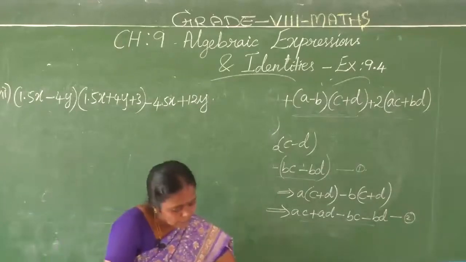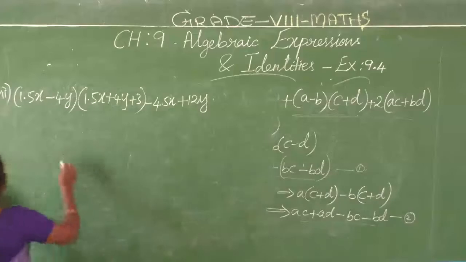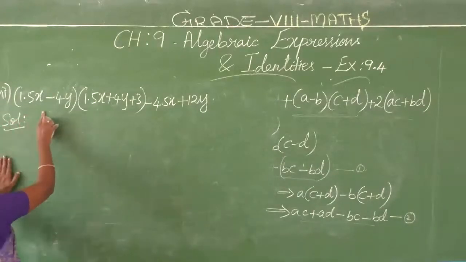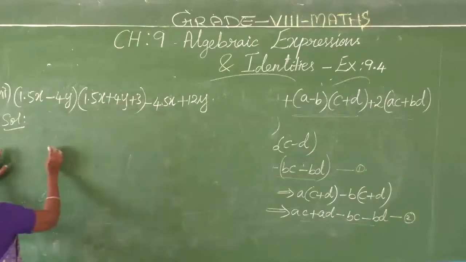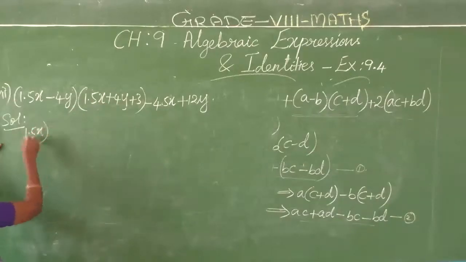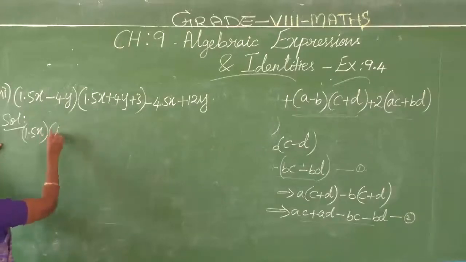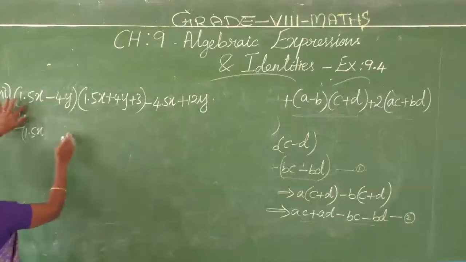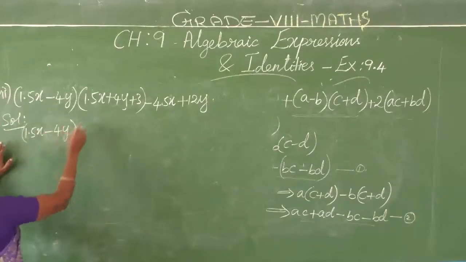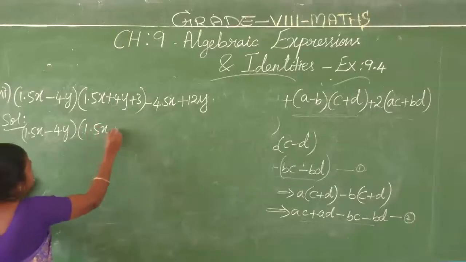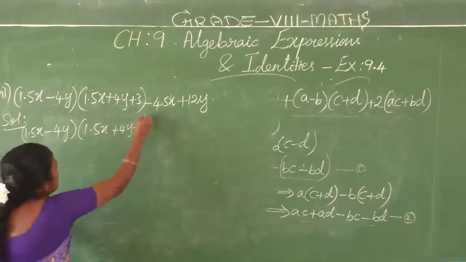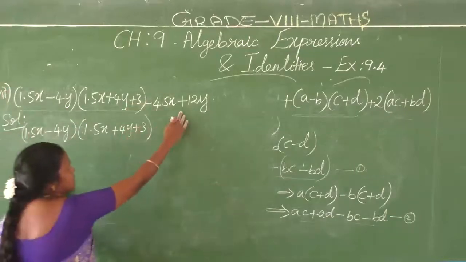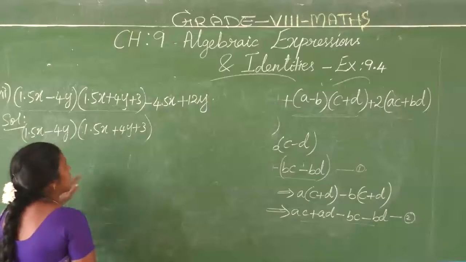How do you solve? So binomial multiplied by the trinomial. So what to do? Take fully 1.5x minus 4y into this 1.5x plus 4y plus 3. I have taken this multiplication part only. I didn't touch this. Let it be. We will take it later.